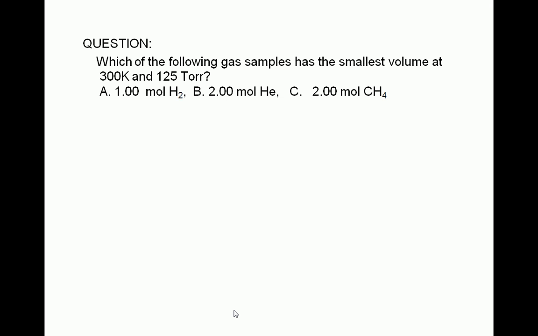Which of the following gas samples has the smallest volume at 300 Kelvin and 125 torr? A. 1.00 mole of hydrogen, B. 2.00 moles of helium, or C. 2.00 moles of methane.